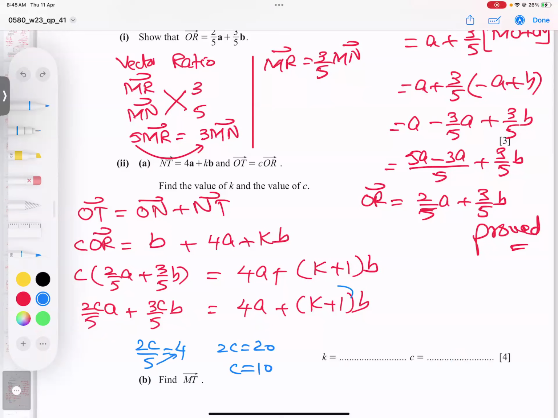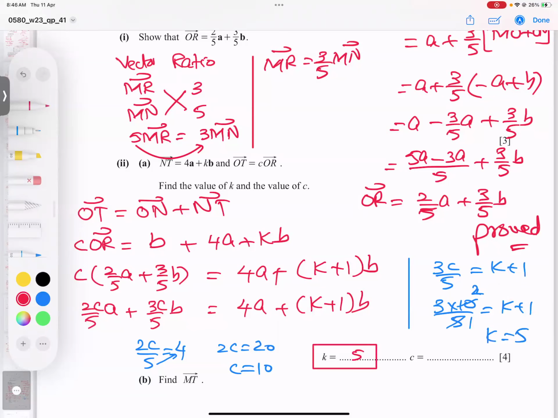In the same way, compare the B coefficients. I have space issues, so I'm writing it here. 3C over 5 equals K plus 1. And this C will go there, and 3 times 10 over 5 equals K plus 1. 5 ones are 5, 5 twos are 10, you get 6. I got a 6, and this one will subtract, I got a 5, so K value is 5. So finally, K value is 5, students, and C value is 10.